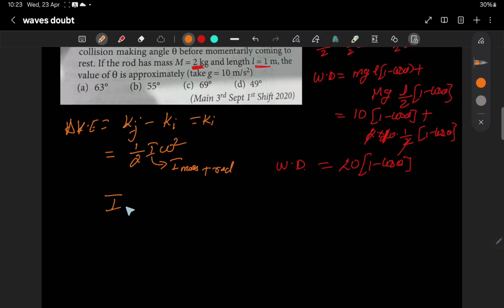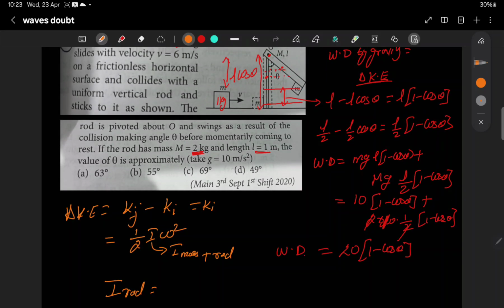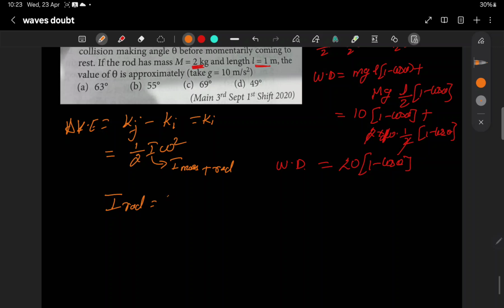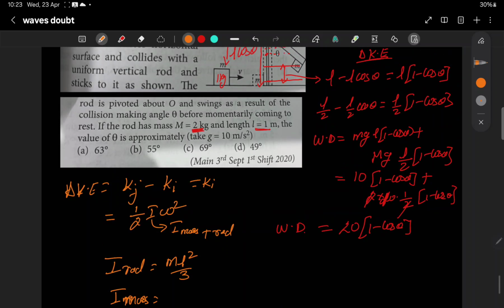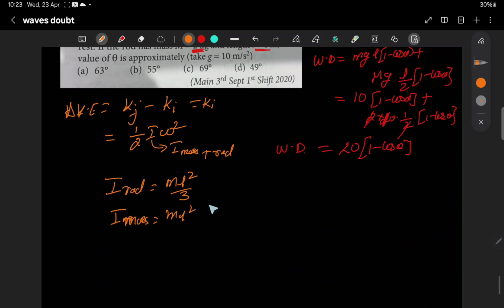What is the moment of inertia of the rod? The rod is rotating about the axis at the end, correct? So if the axis is about the end, it means ML square by 3. What will be the moment of inertia of the mass? So for the mass, it is simply mass into distance square. Mass is here, distance is L, so simply ML square. If you combine this, I will be equal to what? ML square by 3 plus ML square. So what will we get? We will get 4 ML square by 3. Am I right?